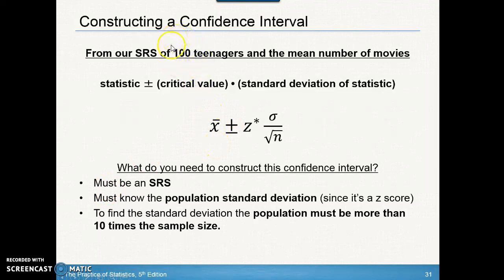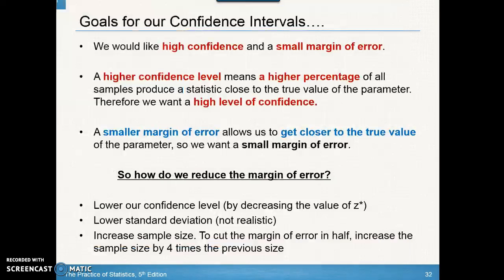In this case, we know it is because the central limit theorem tells us that if our samples are bigger than 30, then the curve that we construct from all of those samples will be approximately normally distributed.